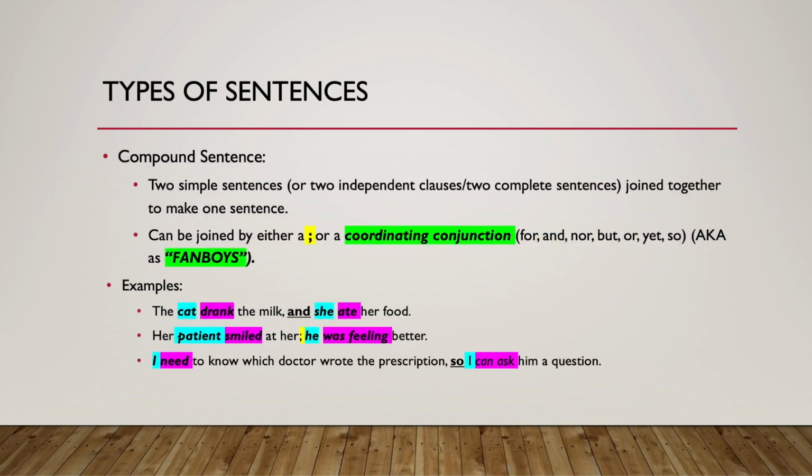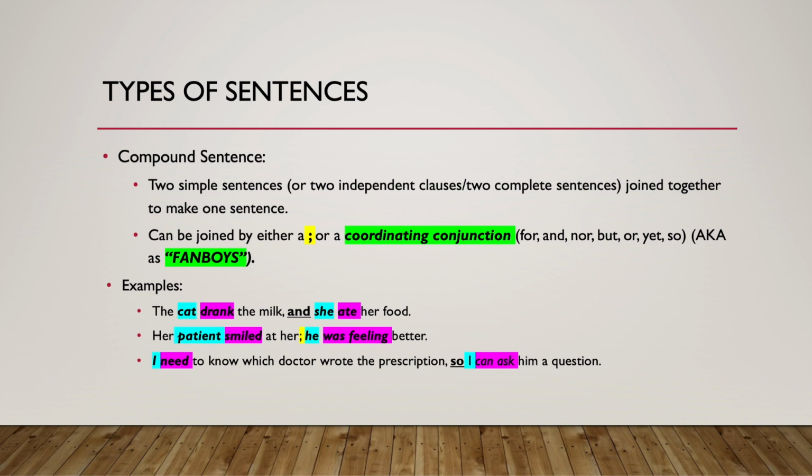Another kind of sentence is compound sentence. And a compound sentence is when you take two simple sentences, two complete sentences, or two independent clauses, and join them together to make one sentence. And you definitely need to be writing compound sentences in college essays, okay? No little baby simple sentences, okay? You can join these two simple sentences by using either a semicolon or a coordinating conjunction. The words that are coordinating conjunctions are for, and, nor, but, or, yet, so.